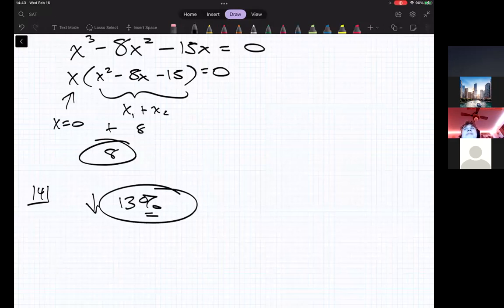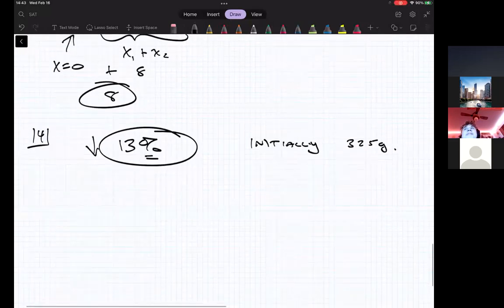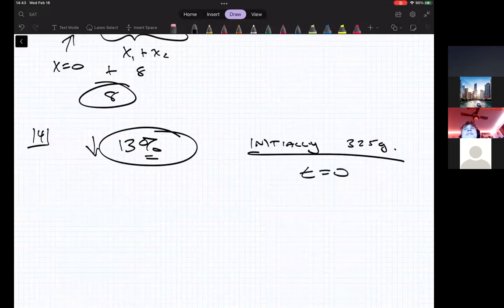If the initial amount of the substance was 325, so initially is 325 grams, then which of the following functions models the remaining amount? Well, if you're not sure, you know initially you have this much, right? Which means initially time t equals 0, always. So if you're not sure, if you plug in 0 into each of those functions, you can quickly eliminate a bunch of answers.